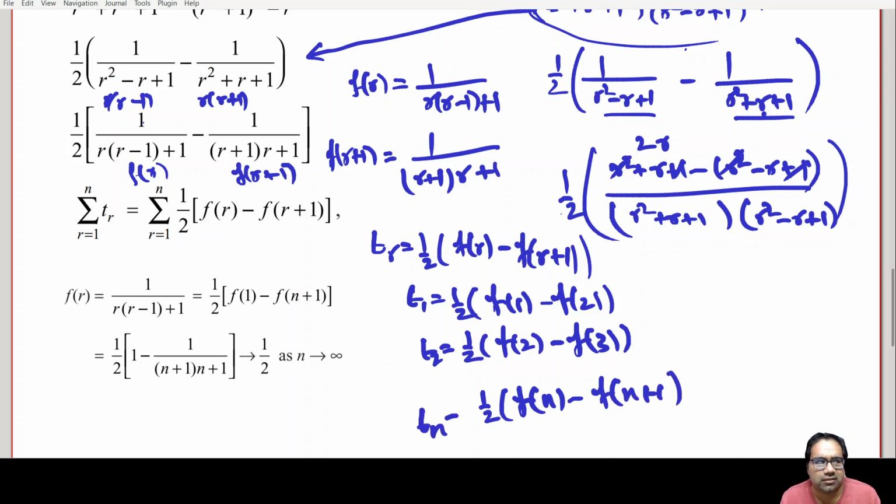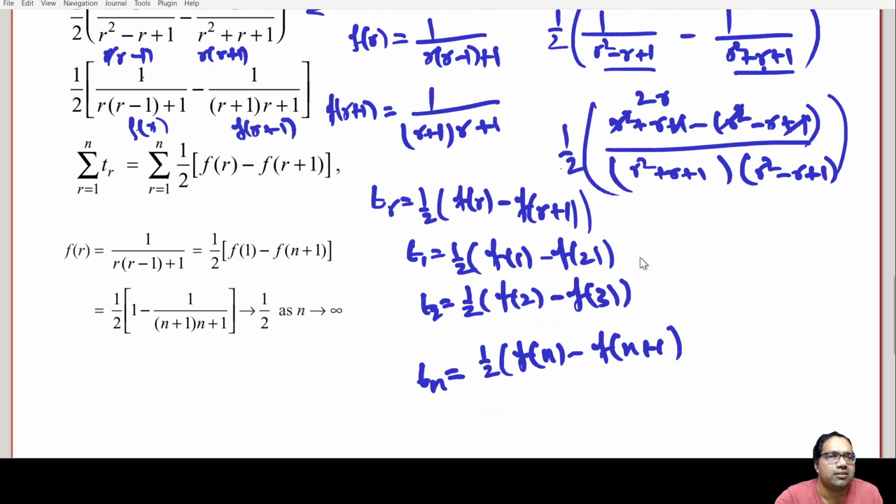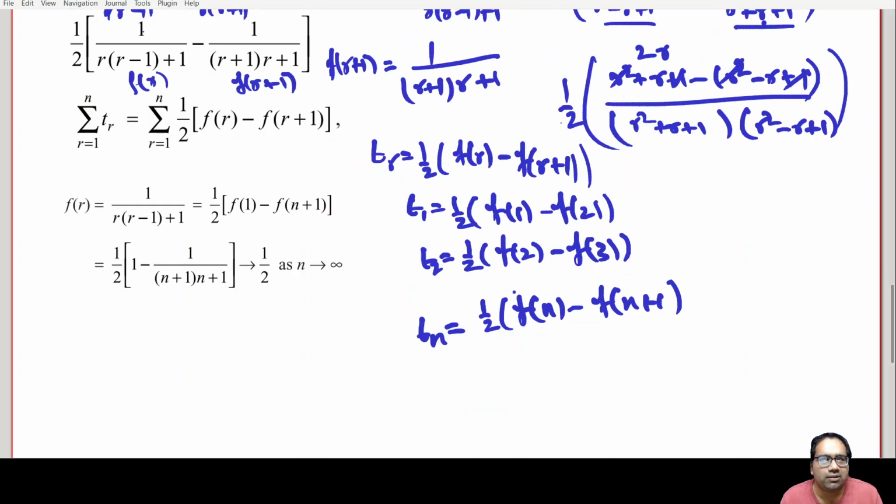This is our Tn. Now, what is the sum that we want? The sigma is T1 plus T2 plus T3 plus up to Tn, where n tends to infinity. This is what we are looking for. Now, if we do this sum, the second term and the first term of all terms will get cancelled. Second term of T1 and first term of T2, second term of T2 and first term of T3. Likewise, everything will get cancelled except the very first one and very last one.